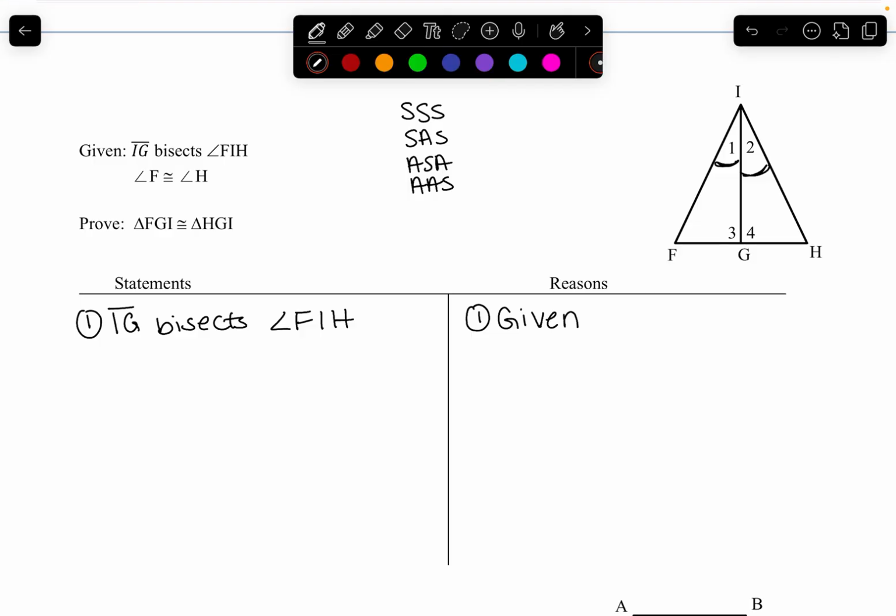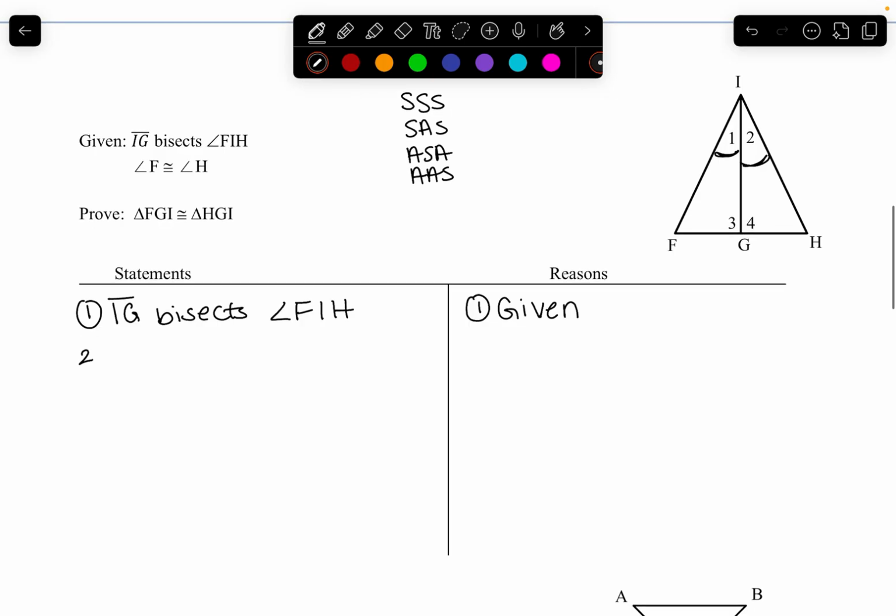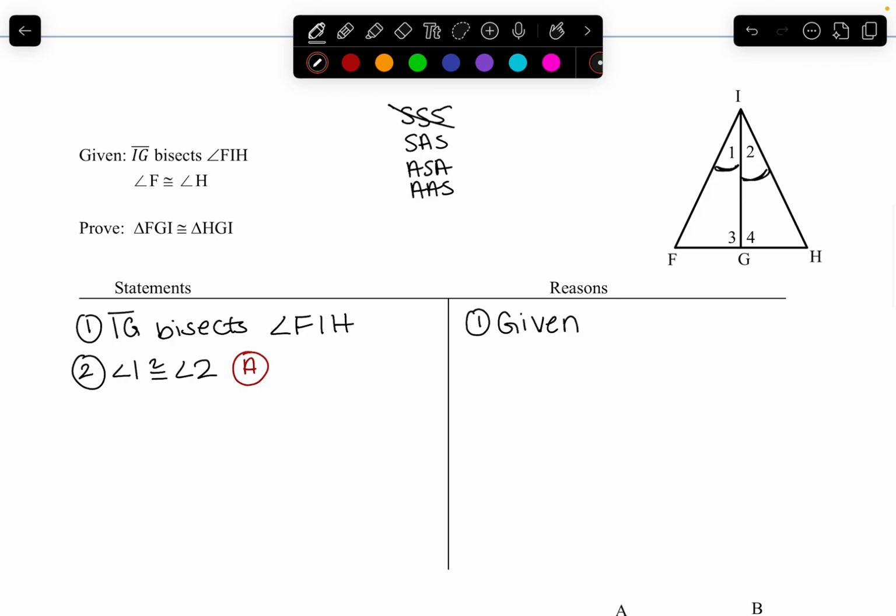So this first statement here, IG bisects angle FIH, doesn't give me a congruency statement. It just tells me that I have an angle that's bisected. But if I have an angle that's bisected, I am able to conclude that angle 1 is congruent to angle 2, and that is angle information, which is important. Because I have an angle, it's definitely not going to be side, side, side. I now have 3 options instead of 4 options, okay?